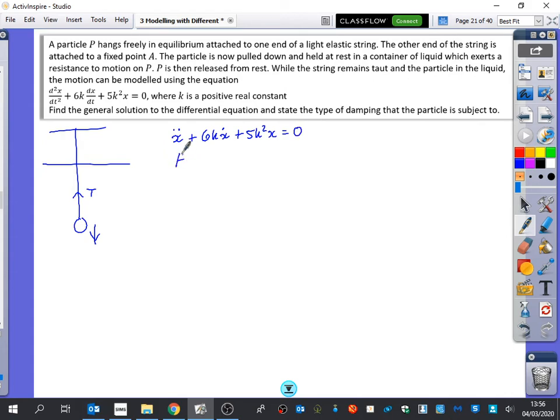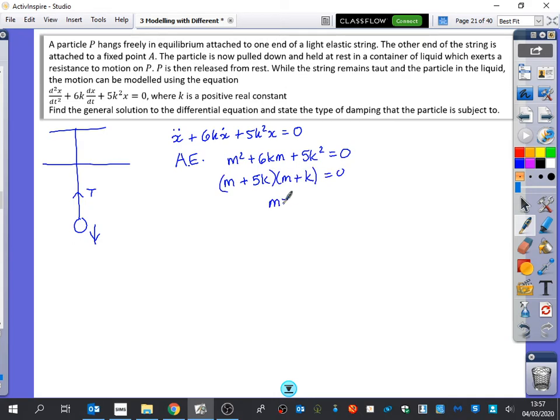What do I do first? Auxiliary equation. What's the auxiliary equation, Luke? M squared plus 6k m plus 5k squared. Okay, so find the general solution. Well, actually, m plus k and m plus 5k. Yeah, m is minus k, m is minus 5k. Sorry, my bad.